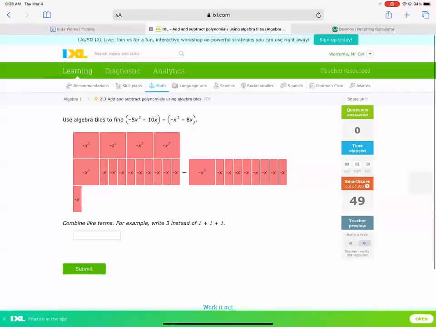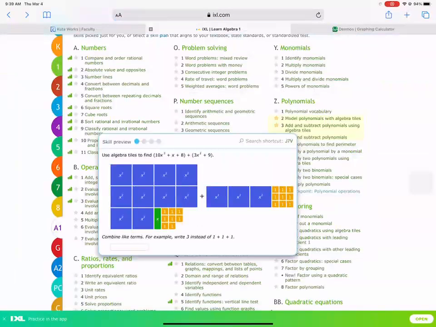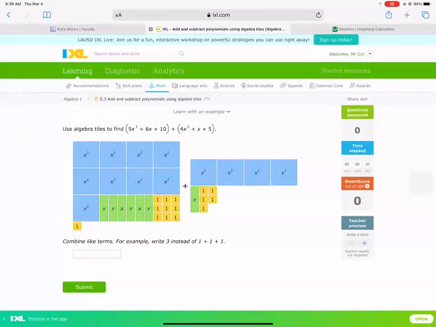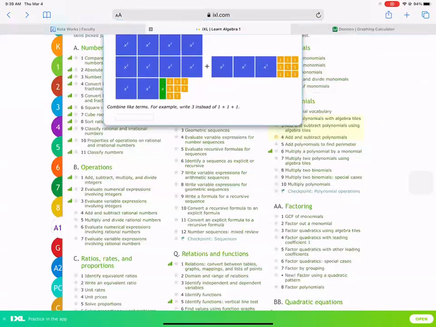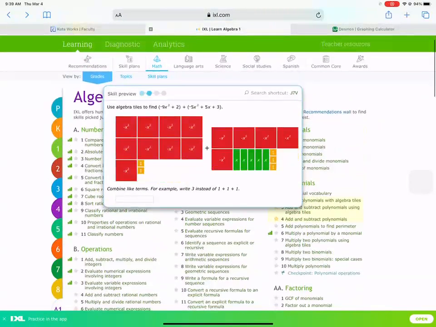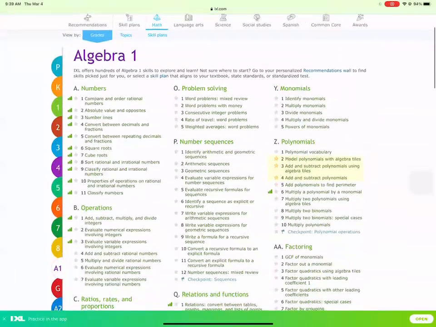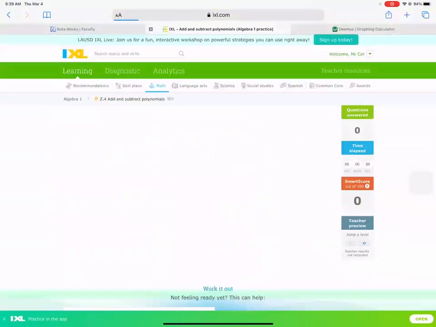I personally still find us working with the actual equations to be the fastest. But we're going to go ahead and look here. Just go ahead and add and subtract the polynomials now.